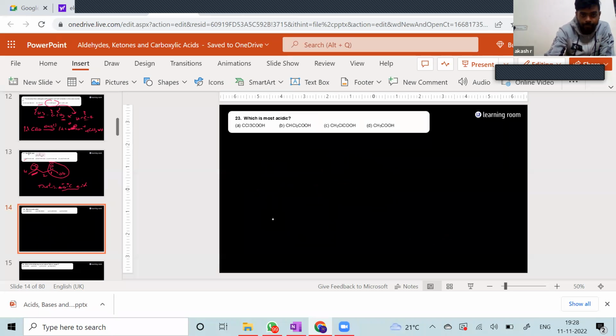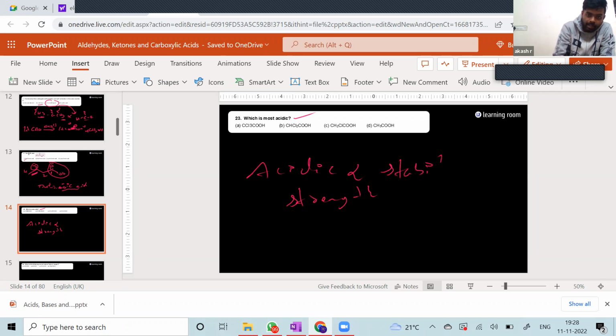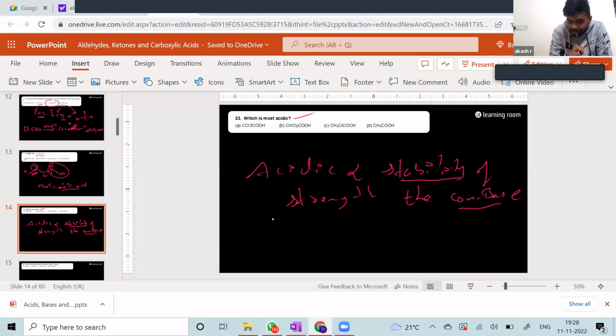Okay, moving on. Which is most acidic? Now, how do you go for this? Guys, this kind of question is very, very common. All that you have to understand is the acidic strength is directly proportional to the stability of the conjugate base. What is a conjugate base? Guys, in general, in chemistry, what do you mean by conjugate base? So acid after losing hydrogen.